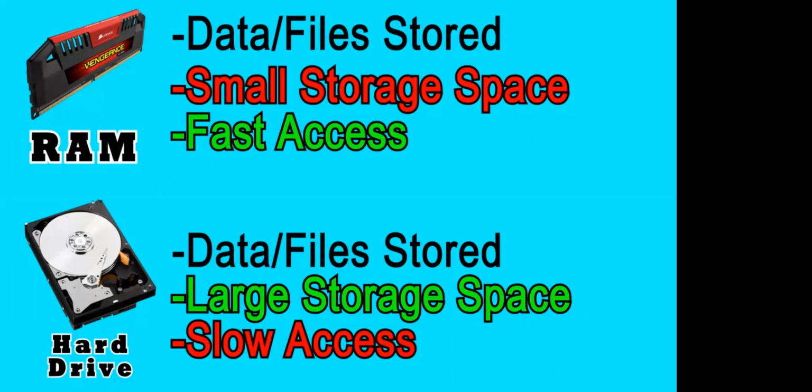Subheading RAM and write data files stored, small storage space, fast access, then subheading hard drive, data or file storage stored, large storage space, slow access.